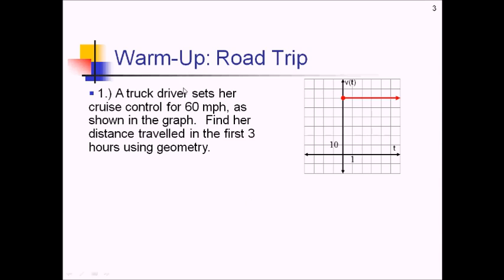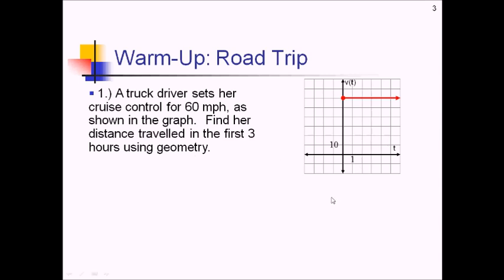Let's say a truck driver sets her cruise control for 60 miles per hour, as shown in the graph here. We're graphing velocity versus time. We want to know her distance traveled in the first 3 hours using geometry. We could definitely do this pretty quickly without geometry. Pause the video and see if you can figure out how to do it with geometry on this graph.